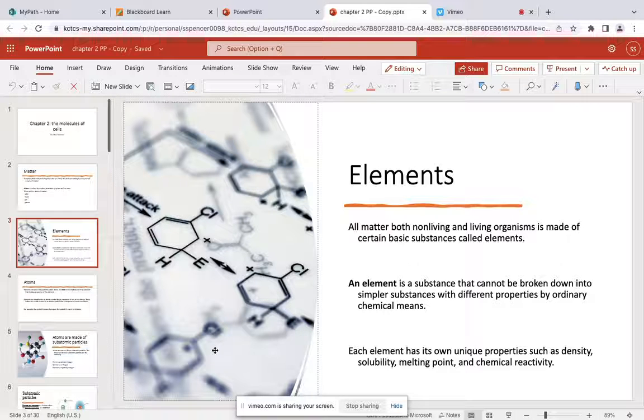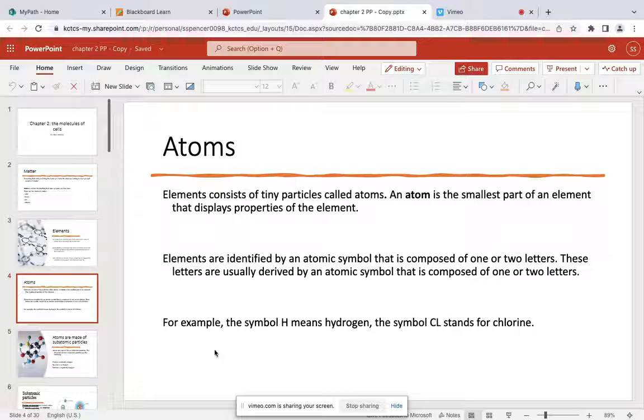You have a combination of atoms or a combination of elements that make up something called a compound. And we'll discuss that a little bit later. So like I just said, an atom is the smallest part of an element that displays a property of the element. So this is important. Again, definitions like to show up on exams.